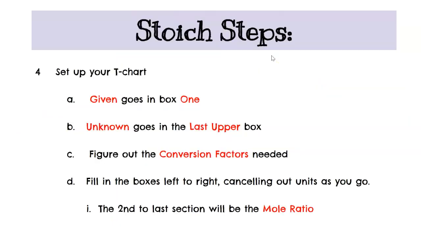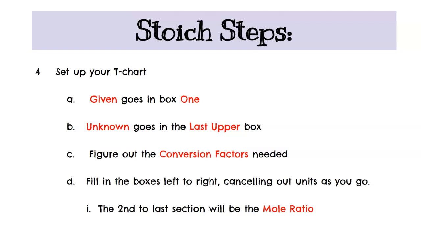So then we can set up our T-chart. You can do this as you go, or once you know the number of steps you have, you can set it up all in one line. Okay, so as always, we're going to start with our given in the top left corner, and then our unknown will go in the last upper box, because remember, we always want to end with whatever unit we want to end with needs to go in that upper left or upper right.